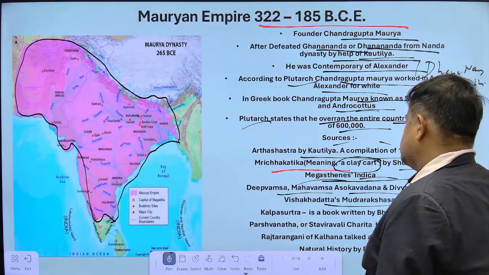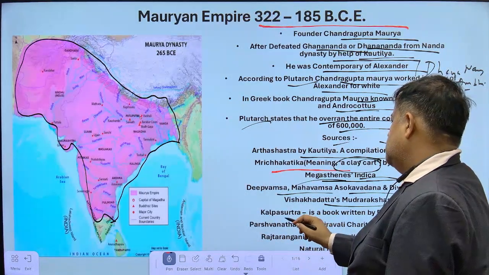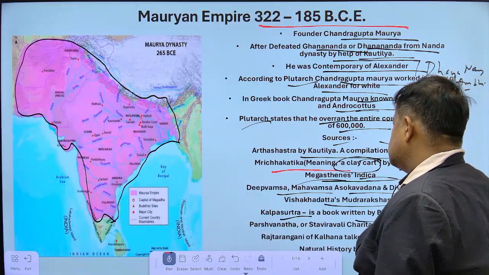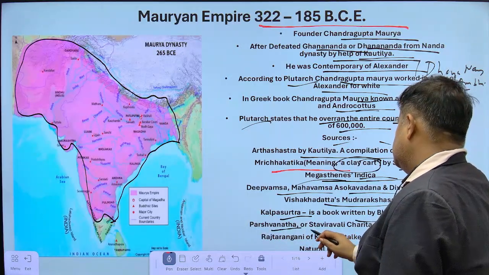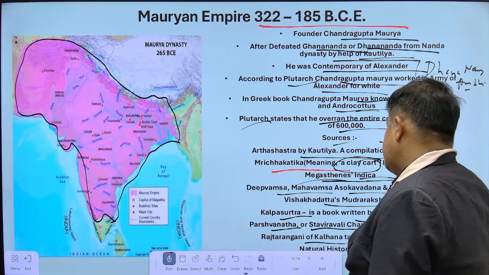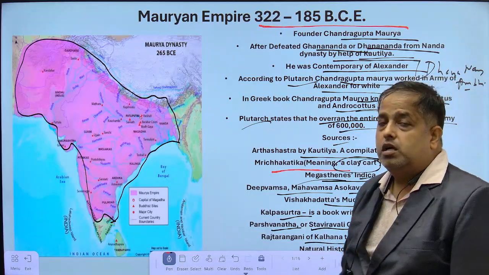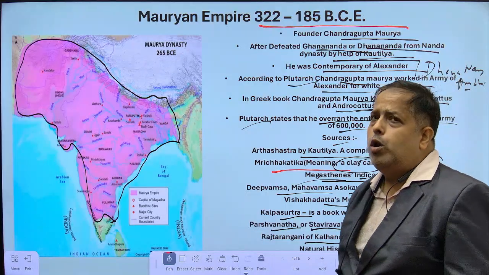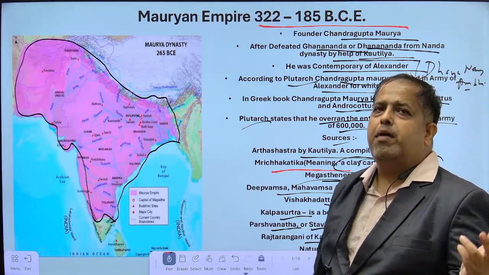Vishakhadatta's Mudrarakshasa; the Kalpa Sutra, a book written by Bhadrabahu, the Jain monk; Parishishtaparvan or Sthaviravali Charitra by Hemachandra; Rajatarangini by Kalhana, which also talks about Kashmir; and Natural History by Pliny. So all these books talk about the Mauryan Empire.